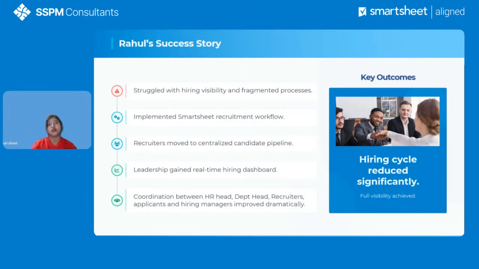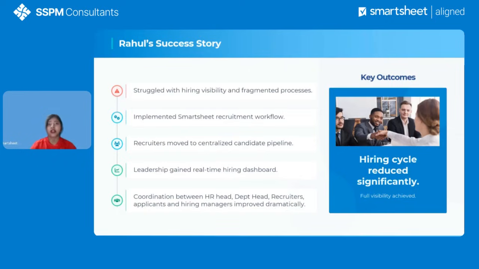Third, we have reduced coordination effort. Earlier, hiring required constant back and forth, emails, calls, status checks. Now, notifications are automated, tasks are assigned instantly, everyone knows their role. Rahul spends less time coordinating and more time focusing on selecting the right candidate.